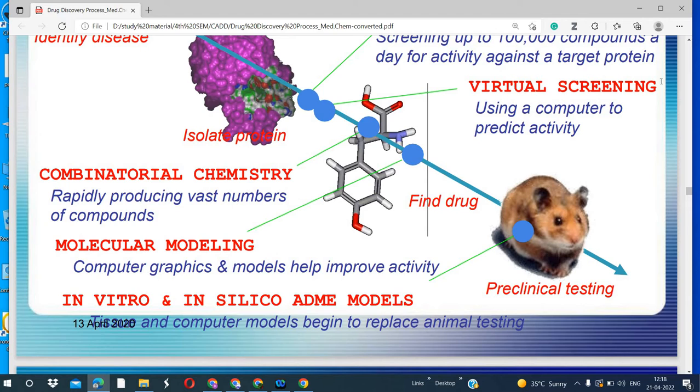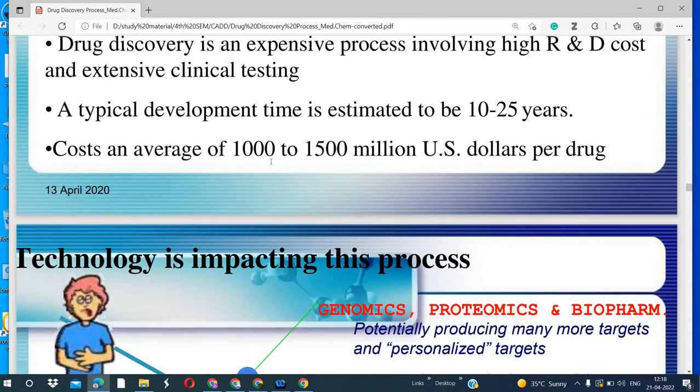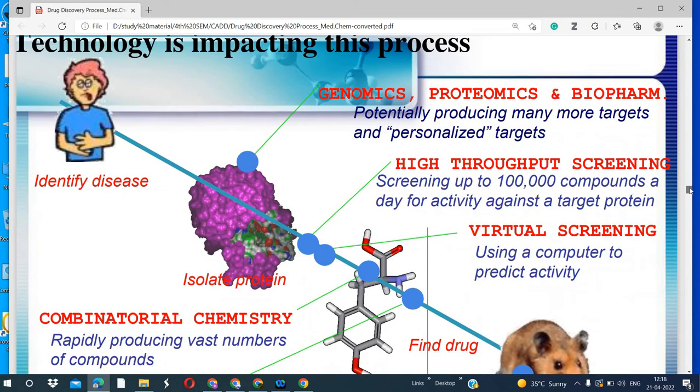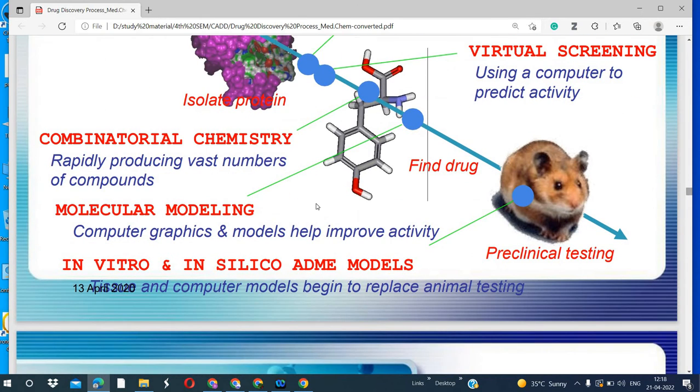What we have discussed previously is that the cost is high: 1000 to 1500 million US dollars are used per drug. So this cost is very high. To reduce this cost, the virtual screening step is very helpful. This will minimize the cost. This can minimize the cost if you do it carefully.